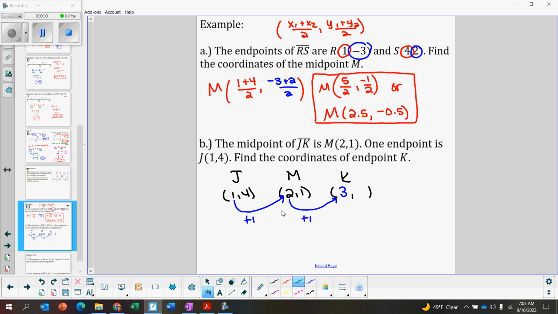And then we're going to do the same thing for the y's. From 4 to 1, I went down by 3. So from the 1, I'm going to go down by 3, and I get -2. So I get a final answer for K of 3, -2.